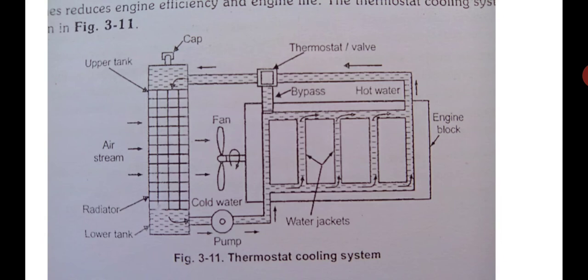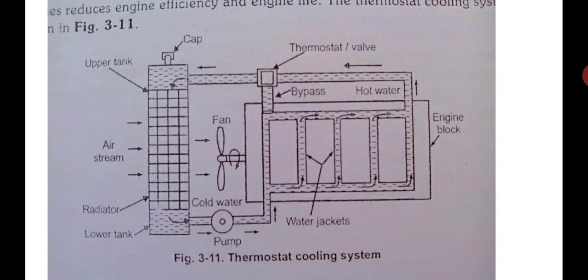When you start the engine, initially the pump is also not working. Only the water which is inside the engine block is there. This thermostat valve will close and there is a bypass, so this hot water will come back to the engine. The engine water will become hot and go to the top due to the temperature difference, but because the thermostat valve is closed, due to the bypass the water will come back to the engine block, and thus the engine block will become hot and we are able to start the engine fast.